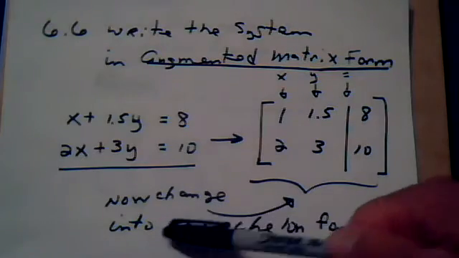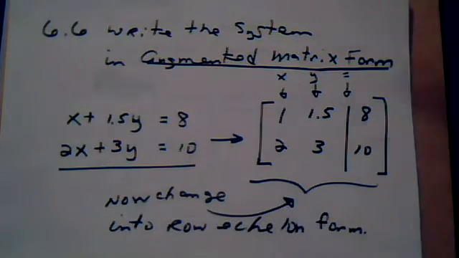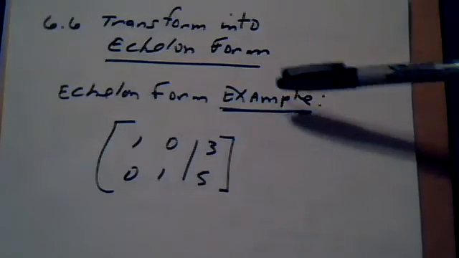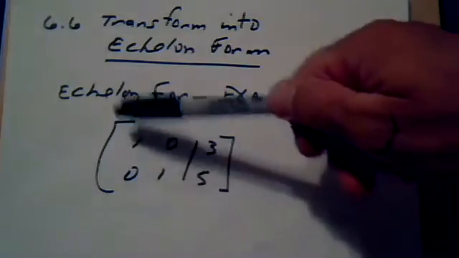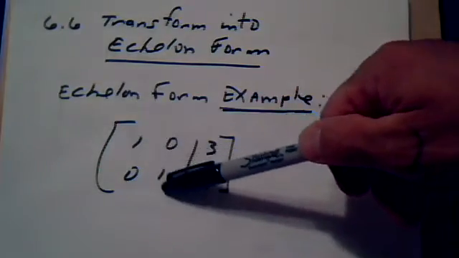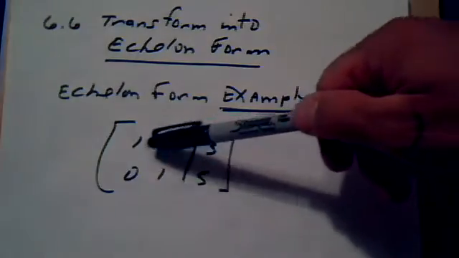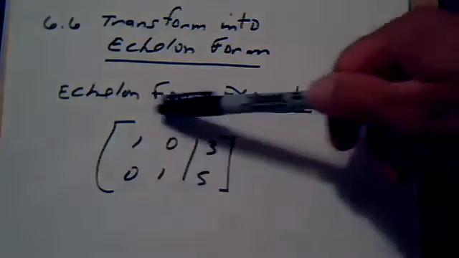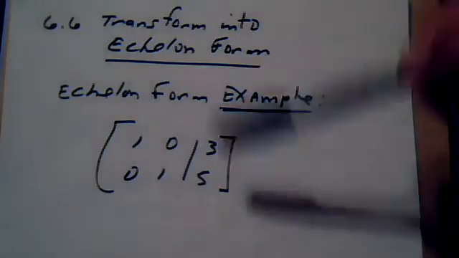Now change into row echelon form. You say, well, what's row echelon form? What does it look like? Here's an example of what row echelon form looks like. This is the main diagonal, the one that comes from left to right, comes down. It's the main diagonal. And then the off diagonal elements, locations, we have zeros. Once you have this form, it's very easy to solve.